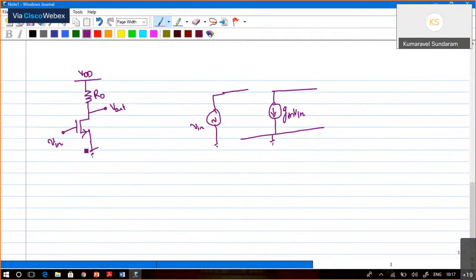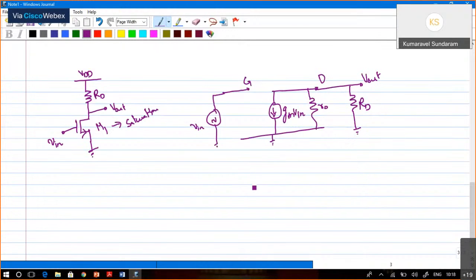Here you are ensuring that the transistor is in the saturation region. Gate, drain, source, and from this drain terminal, RD. This is V out. This RD terminal is connected to VDD. In small signal, VDD has to be grounded.